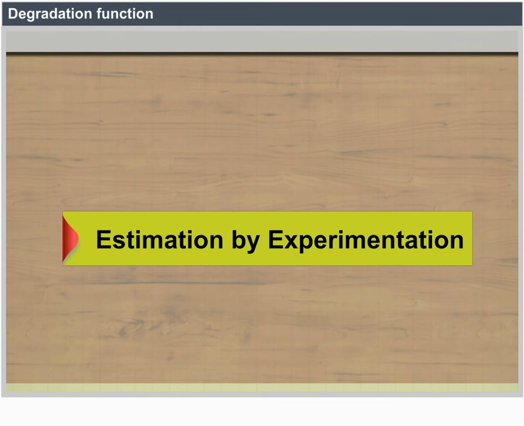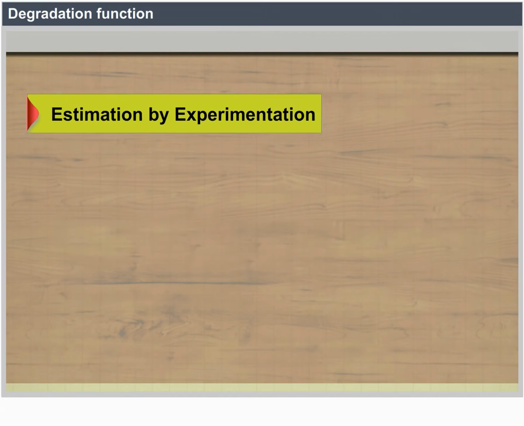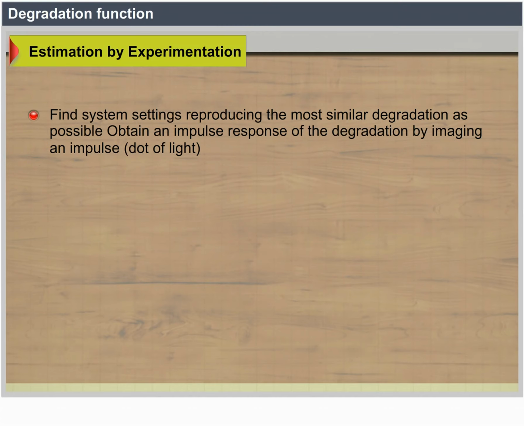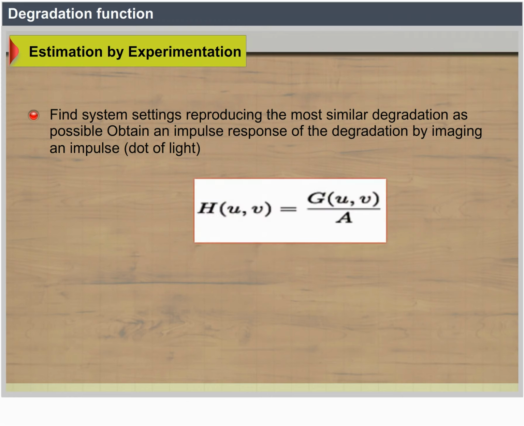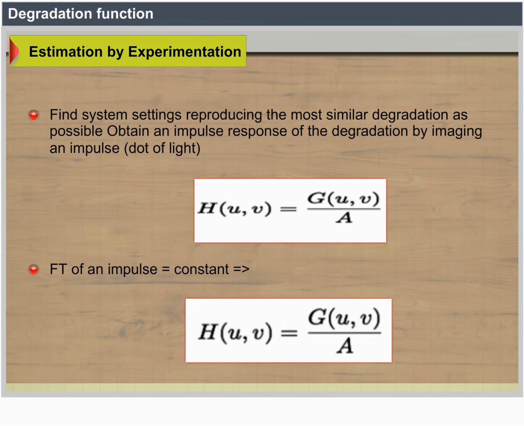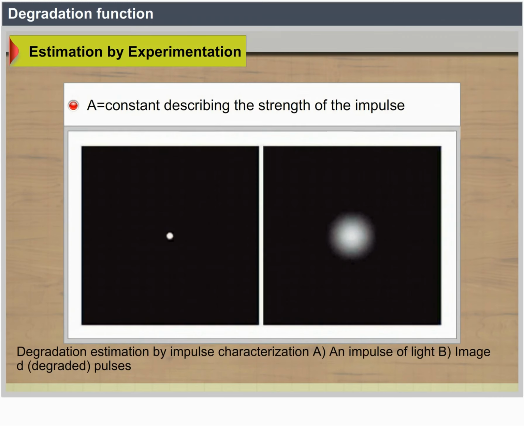Estimation by experimentation. If equipment similar to the one used to acquire the degraded image is available, find system settings reproducing the most similar degradation possible. Obtain an impulse response of the degradation by imaging an impulse dot of light, as shown. The FT of an impulse equals a constant, leading to the equation shown. Here, A equals a constant describing the strength of the impulse.